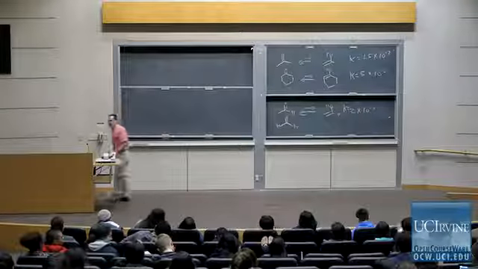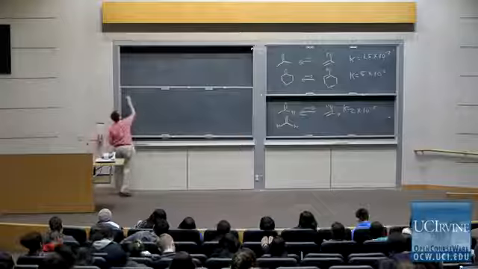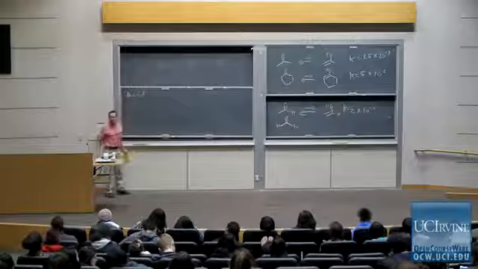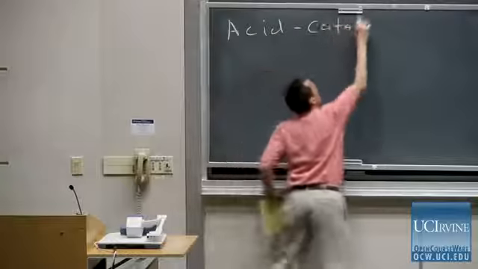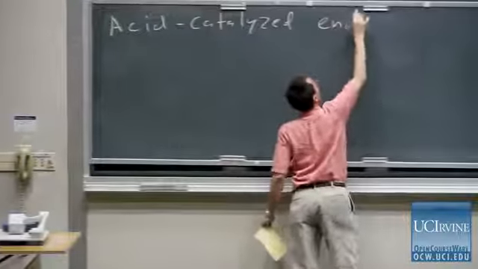Let's now look at how we get from the keto tautomer to the enol tautomer. And this reaction can be catalyzed by either acid or base. I want to start off by talking about acid-catalyzed enol formation.